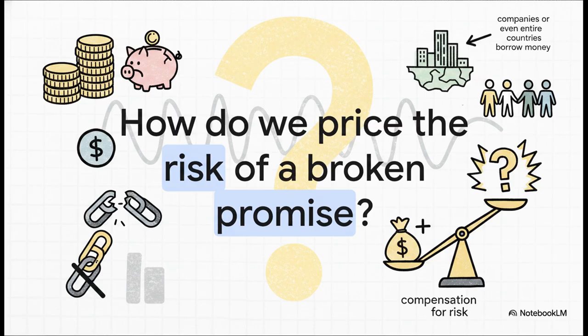When companies, or heck, even entire countries borrow money, investors don't just cross their fingers and hope for the best. No way. They demand compensation for taking on that risk. But how much is enough? How do the pros actually calculate a hard number for all that uncertainty?